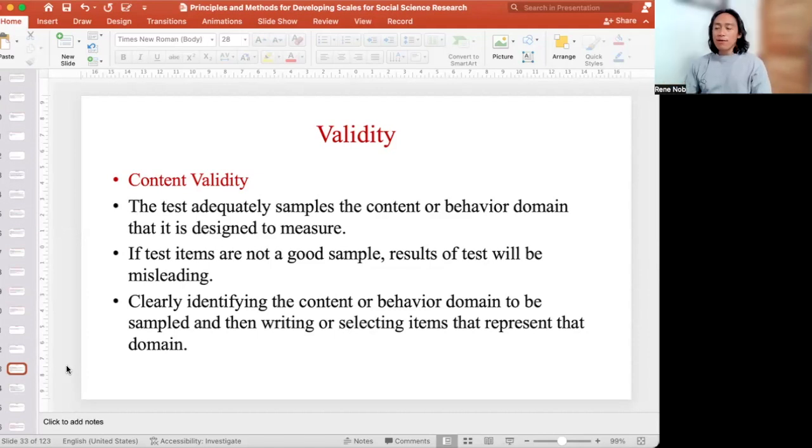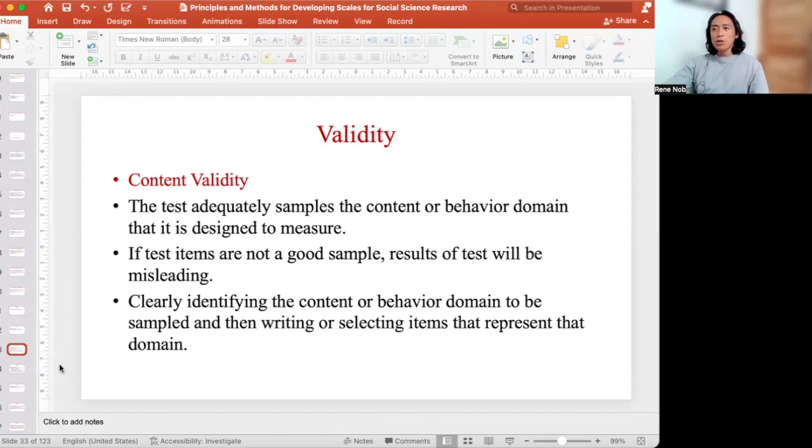So there's content validity when the test adequately samples the content of behavior domain that it is designed to measure. If the test items are not a good sample, results of the test will be misleading. Clearly defining the content or behavior domain to be sampled and then writing or selecting items that represent that domain is very, very important in establishing content validity. On part 3, I will talk about how to generate these items. What are your options?